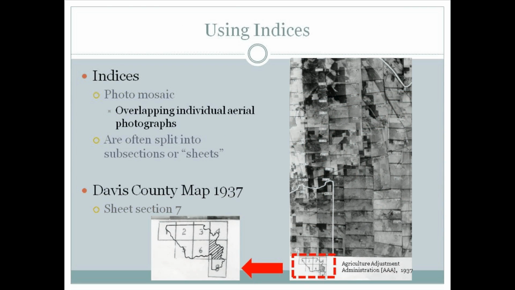A map index is an aerial photo mosaic that strings together many overlapping individual aerial photographs, as you can see in the larger photo here. A photo mosaic map index is often divided into sections or sheets that divides an area into a more manageable and searchable size. For example, located at the bottom left side of this 1937 Yolo County photo mosaic, you can see that this photo mosaic is section 7 of Yolo County. Incidentally, the correct location for finding the location of the iconic Davis Water Tower.